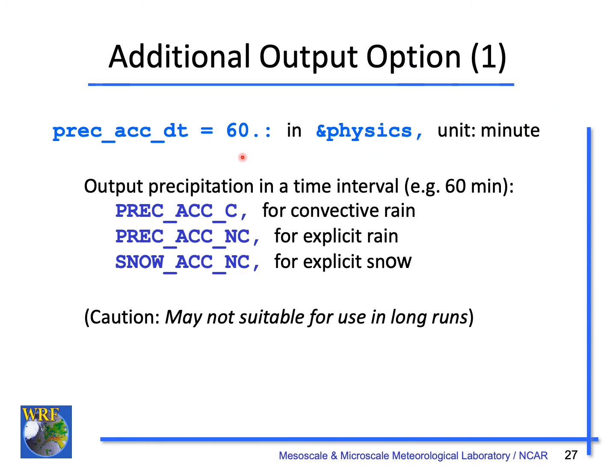In the next set of slides, we're going to cover some special output options. The first of these is to output precipitation variables in a time interval. The precipitation fields in standard model output, RAINC and RAINNC, are accumulated variables from the model start time. Hence, sometimes it is convenient to output these variables in a time interval. The interval is set by namelist variable PRECIP_ACC_DT, and the time unit is minutes. This is also the variable to activate this option. The option writes 3 additional 2D fields to the wrfout file: precipitation produced by convective parameterization, by microphysics, and snow, which is also from microphysics.